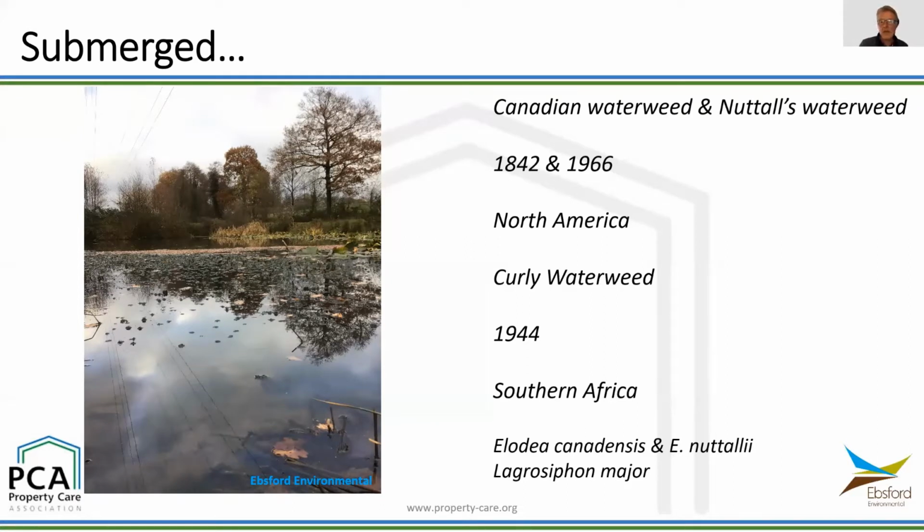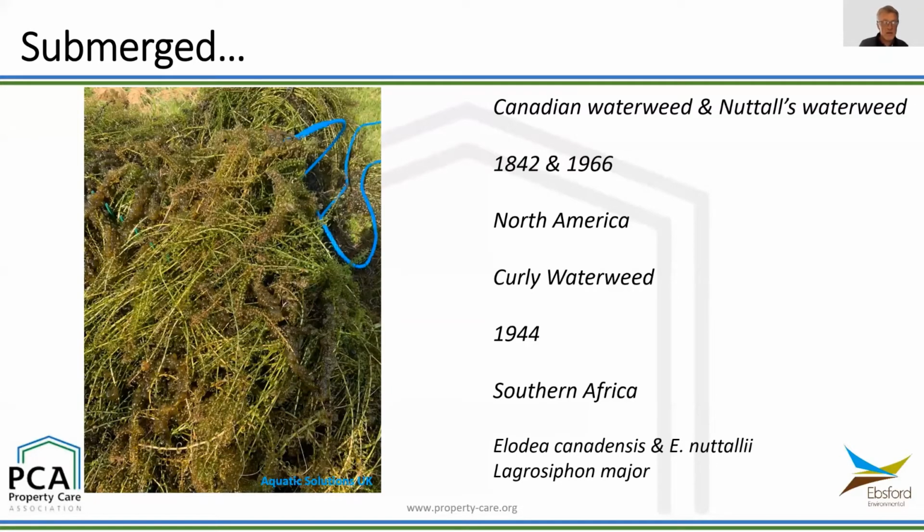Now, the Canadian waterweed and Nuttall's waterweed were introduced in the mid-1800s, and Nuttall's waterweed 1966, and they came from North America. Curly waterweed was introduced in the mid-20th century from Southern Africa. All of these were introduced as aquatic ornamentals for oxygenating ponds and aquariums, etc. And here we have the classic sort of bottle brush image of Canadian waterweed.